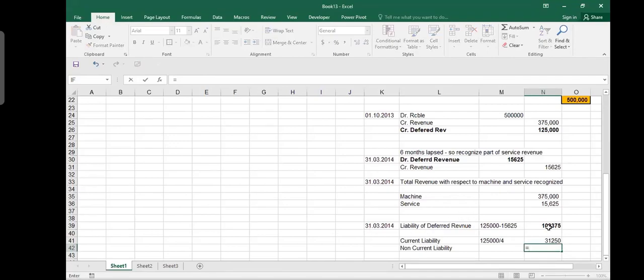So total is 109 minus this 31,250. This is my non-current. So this is my total, but I must present it properly. And proper presentation means that I split it between the current and the non-current portion. Current is only for 12 months. This is the full year. 15 was 6 months. 31 is the full 1 year. And the remaining part will be your non-current liability.